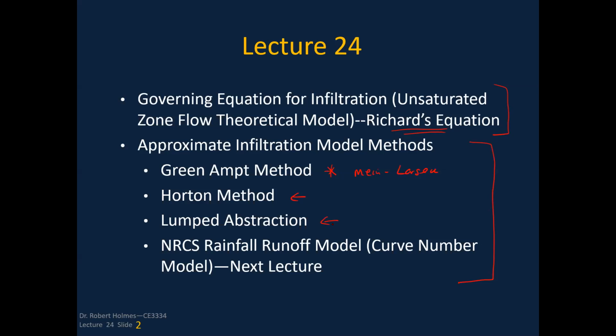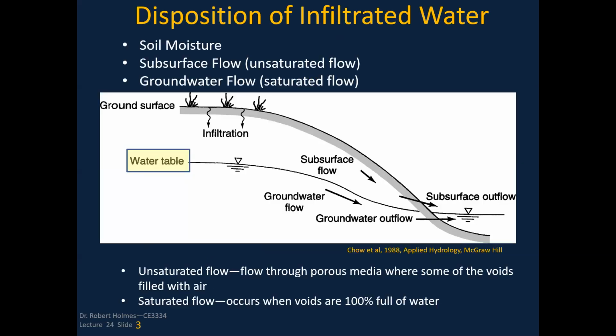The last approximation method we're going to discuss in this class will actually be in the next lecture. We're going to talk about the NRCS rainfall-runoff model, which may be more commonly known as the curve number model. If we look at the hill slope, which is what this cartoon shows, you can see how water, when it falls as precipitation, has various modes, and as part of its disposition, some of it will infiltrate through the ground surface.